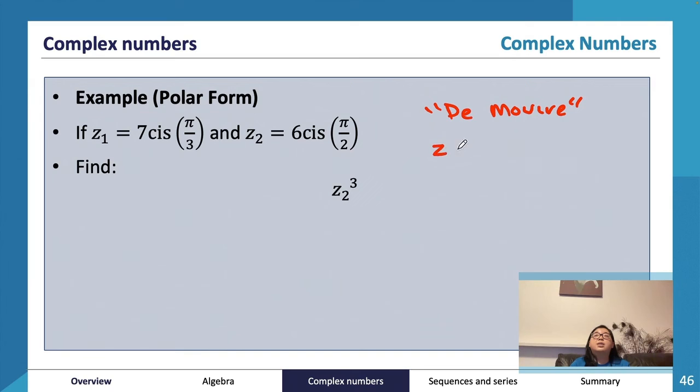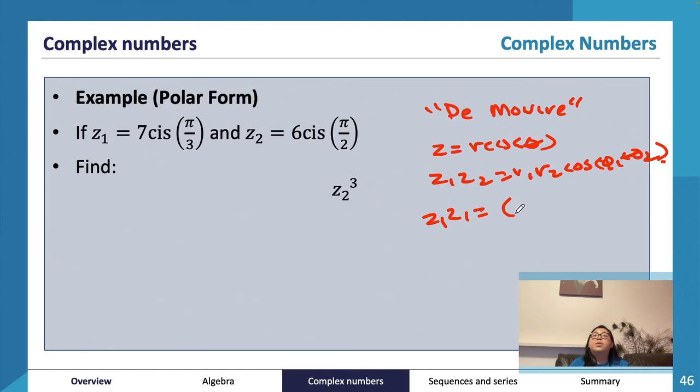Essentially, if z equals r cis theta, remember that z1 times z2 was r1 r2 cis (theta 1 plus theta 2). So if we had z1 times z1, we would have r1 squared cis (theta 1 plus theta 1). And if we repeated that again and cubed it, we would end up with r1 cubed cis (theta 1 plus theta 2 plus theta 3), and repeat it after and after.